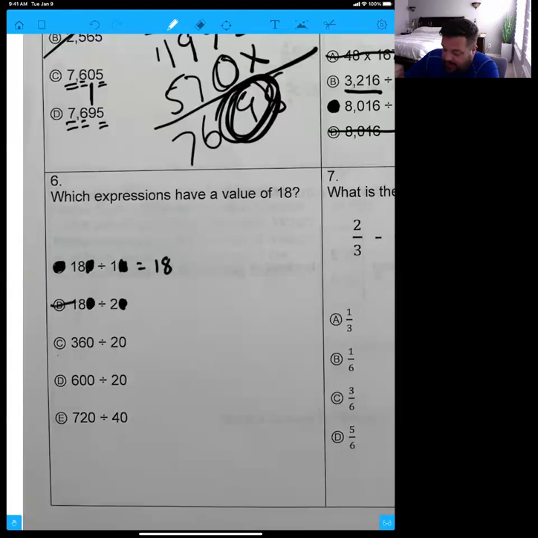So this one makes no sense. This, we can eliminate the zeros. 2 goes into 36, 18 times. So C would be one of the answers. We could take one of these out, take one of these out. 2 goes into 6, 3 times. So is that ever going to equal 18? No, it would equal 30.